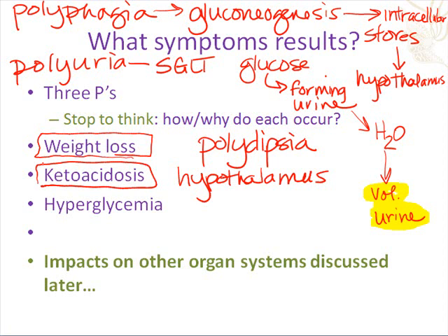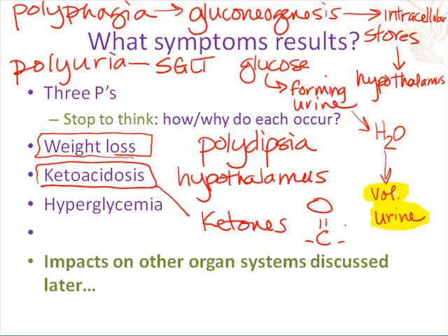When the body is using fats as a potential energy source for the manufacture of sugars, a byproduct produced from this is ketones, which are a class of organic molecules. Remember, ketones have a double bonded oxygen to a carbon, with a carbon on either side. These ketones begin to accumulate in the blood, and they produce an acidic condition in the blood called ketoacidosis.